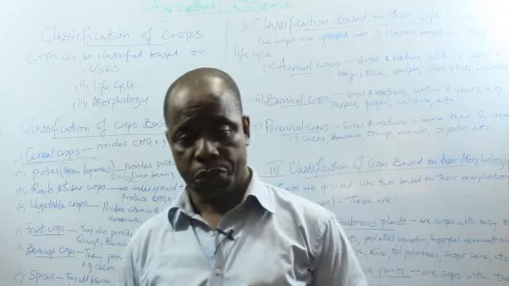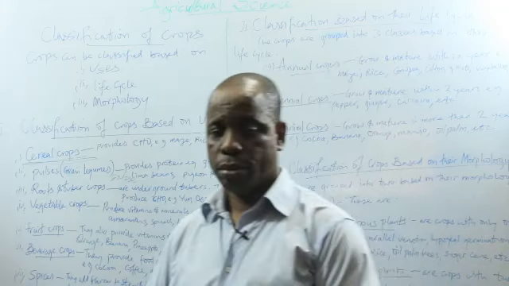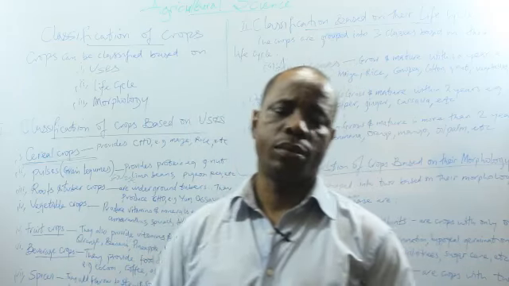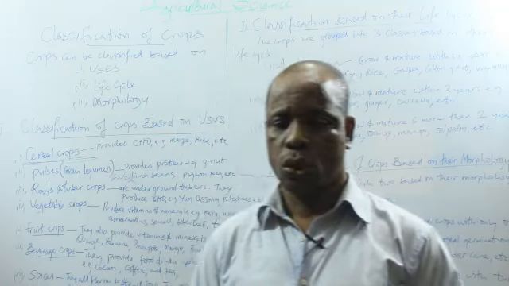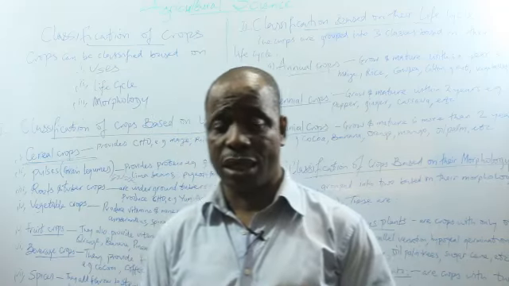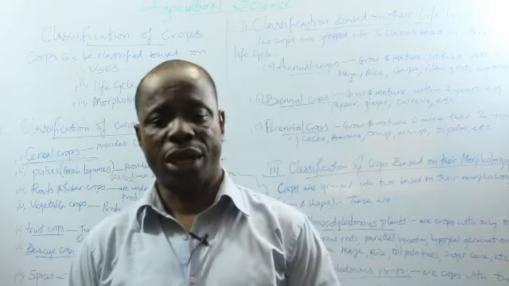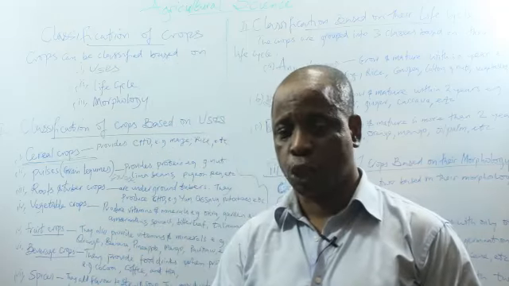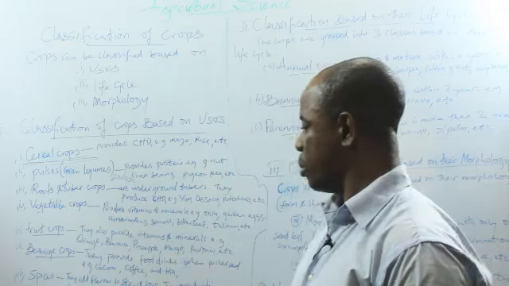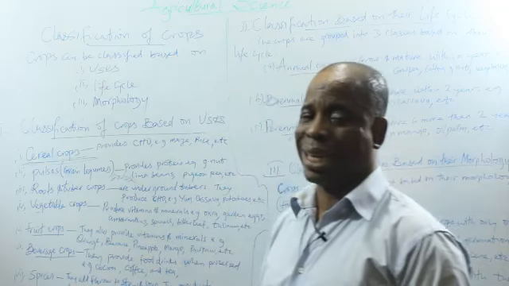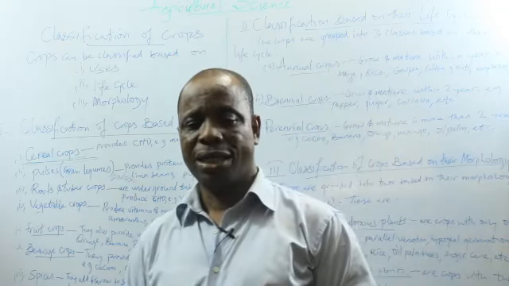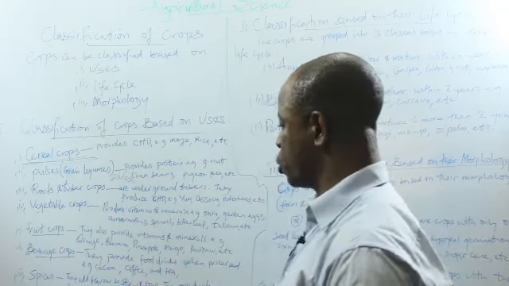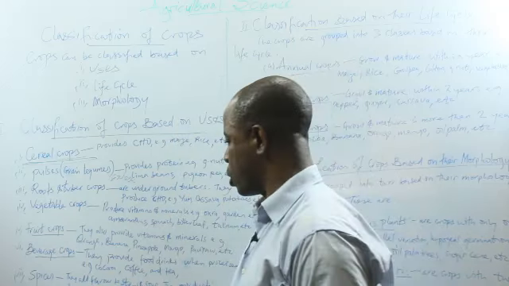In fact, they are grouped into two. We call some root tubers, we call some stem tubers. Both of them give carbohydrate, but the stem tubers include yam and Irish potato. Meanwhile, the root tuber includes the cassava and sweet potato. But put together, we call them root and tuber crops.